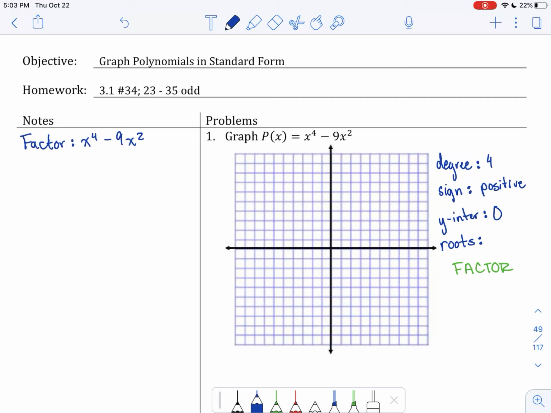Now I'm always going to start by looking for a greatest common factor, which in this case is x squared. And then we have x squared minus 9, which is a difference of squares. So the fully factored form is x squared times x plus 3 times x minus 3.